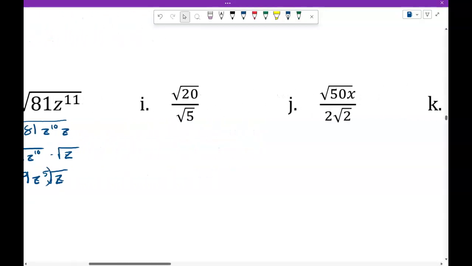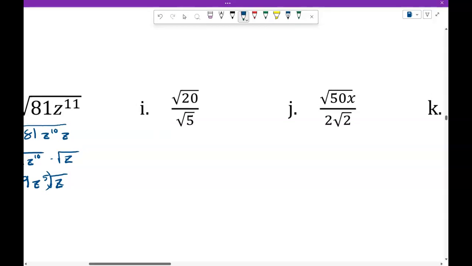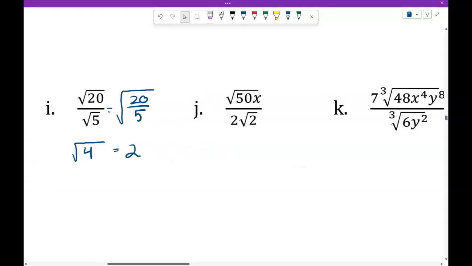Now with our quotient rule, we could simplify the square root of 20 and then simplify our fraction. But a lot of times it's easier and a little more expeditious if we go ahead and apply the quotient rule and write it as a single radical with the radicands as our fraction inside. Then simplifying our fraction and then seeing if we can simplify the square root. The same applies for j.